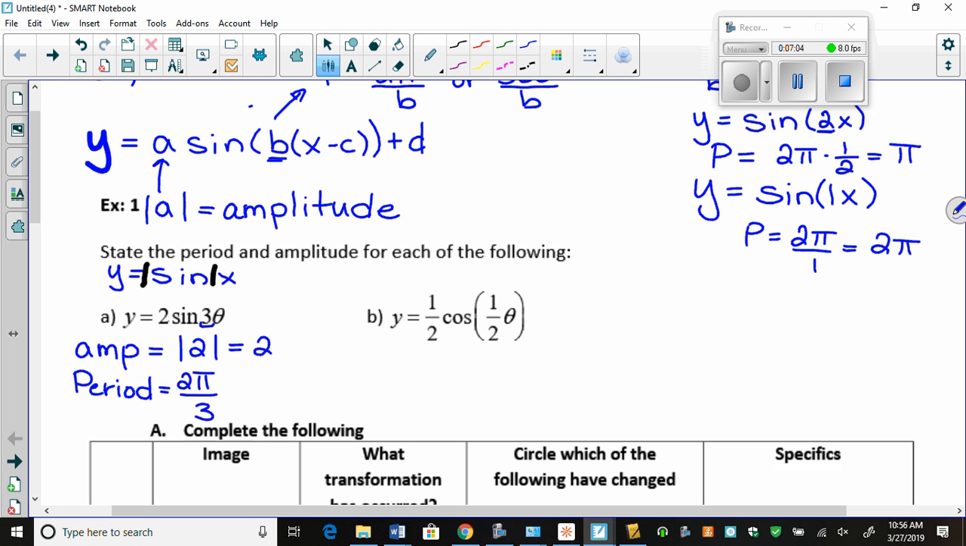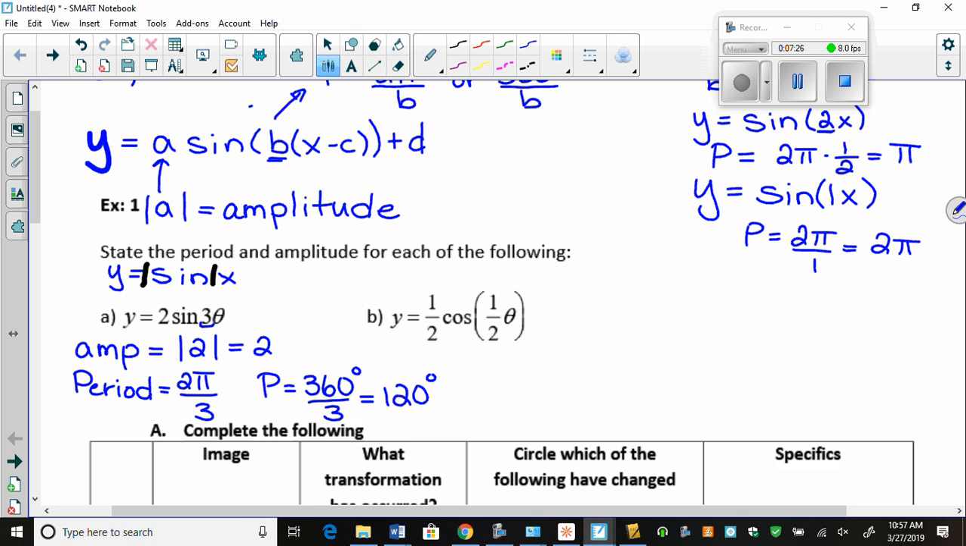Okay? If they wanted it in degrees, we would do P equals 360 degrees divided by 3, so it'd be 120 degrees. Which makes sense, because 2 pi over 3 is the radian measure of 120 degrees, and 120 degrees is the same measure as 2 pi over 3 radians, right? They're just, you can change them up.